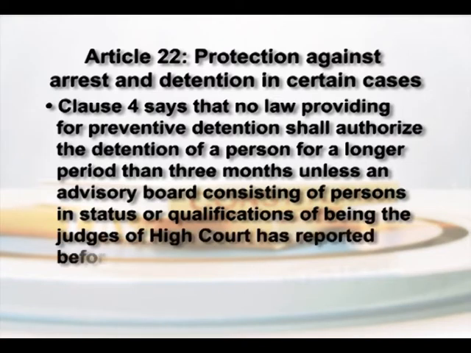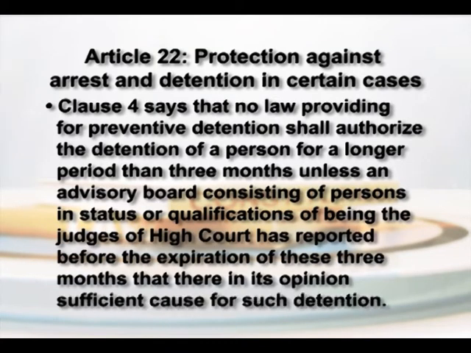Article 22, Clause 4. No law providing for preventive detention shall authorize the detention of a person for a longer period than 3 months, unless an advisory board consisting of persons who are, in status or qualification, judges of a High Court has reported before the expiration of these 3 months that there is, in its opinion, sufficient cause for such detention.